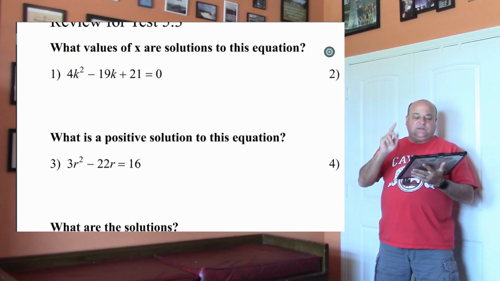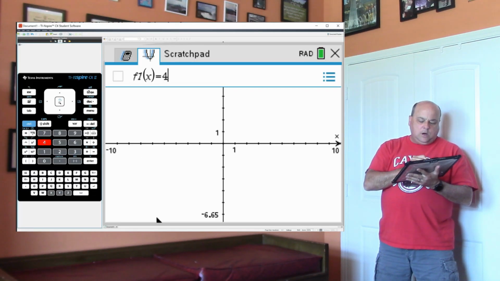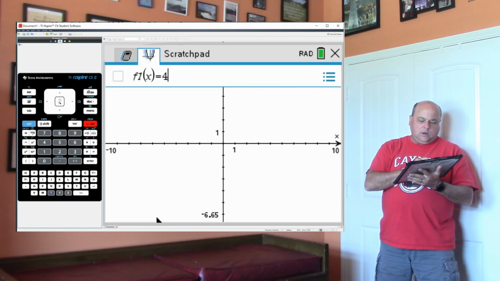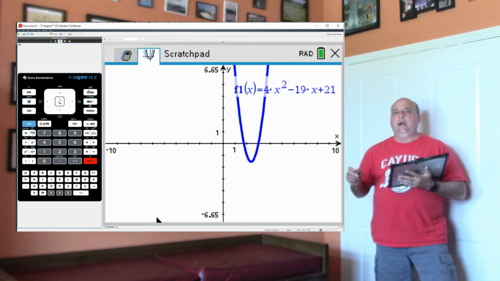So let's get started. Okay, so we're going to graph 4x squared minus 19x plus 21. So 4x squared, did I hit the right X? 4x squared minus 19x, is it minus 20? Plus 21. Then hit enter. Okay, and I got my parabola, don't I?